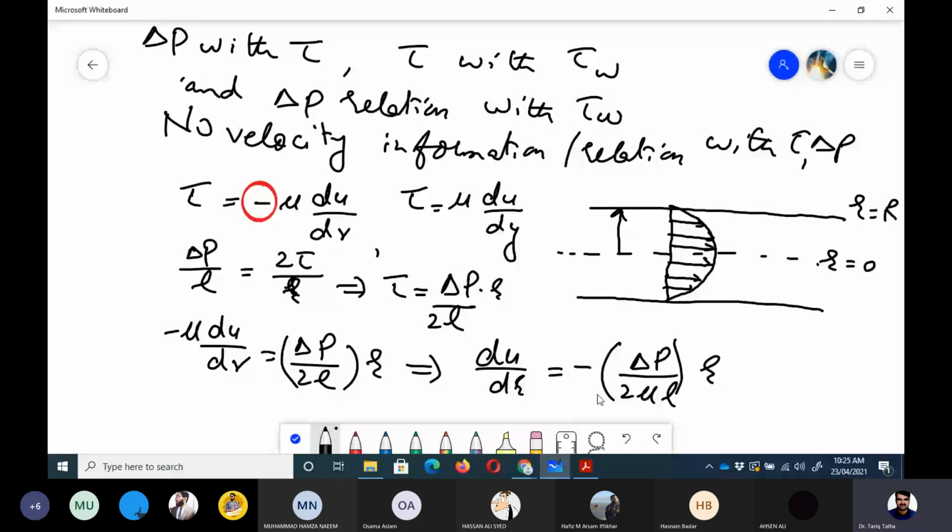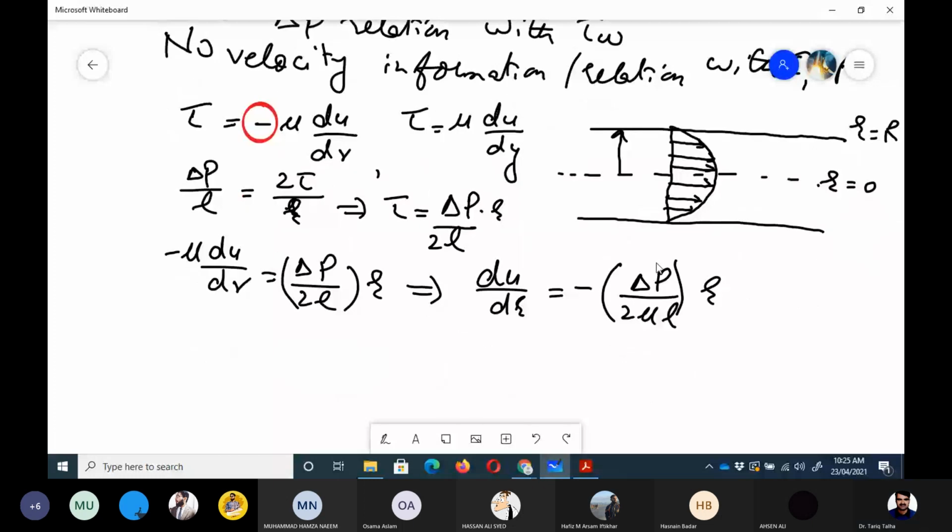Right, so why are we doing this? Because we want to know the relation of velocity with the pressure drop. That's why we are using this relation of tau, which relates the shear stress with the velocity gradient in the radial direction. The whole purpose of this exercise is to incorporate the variation of pressure drop with the velocity. Because if we know the velocity, we can determine the volume flow rate, and then we can correlate the volume flow rate with the pressure drop.